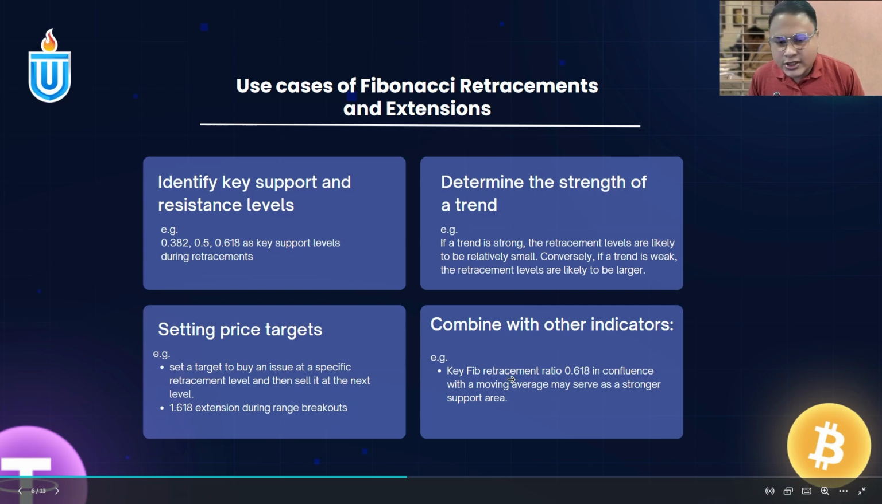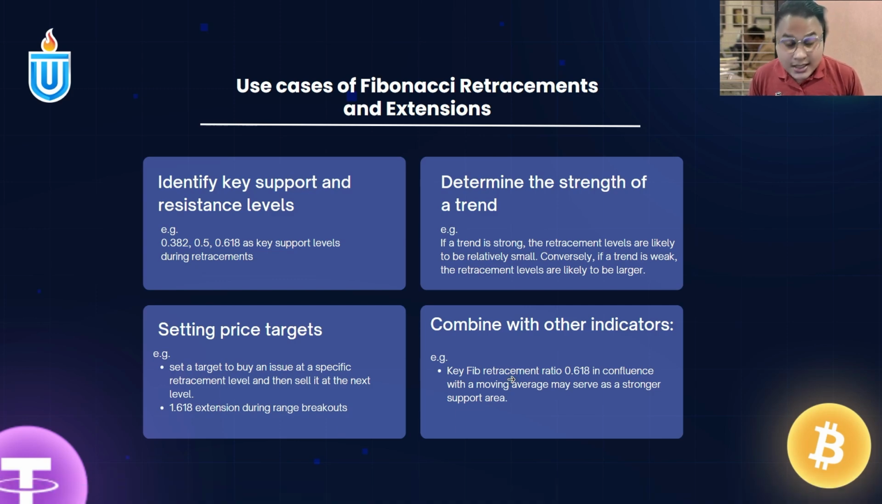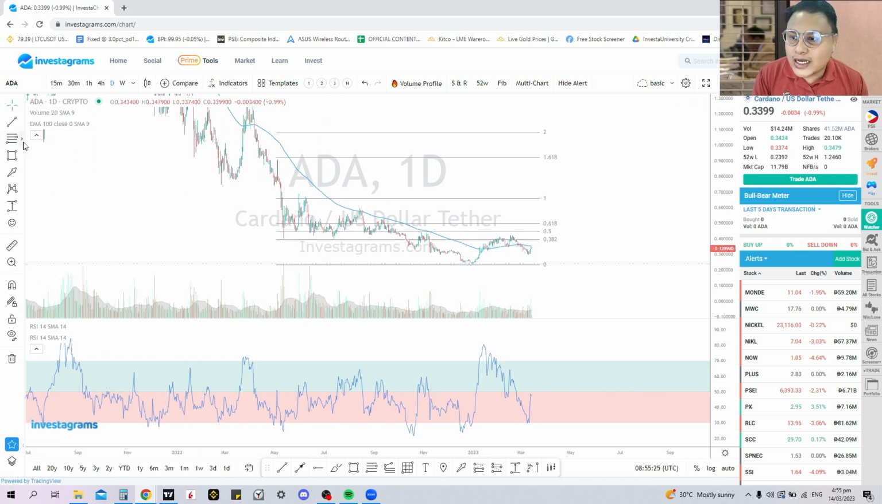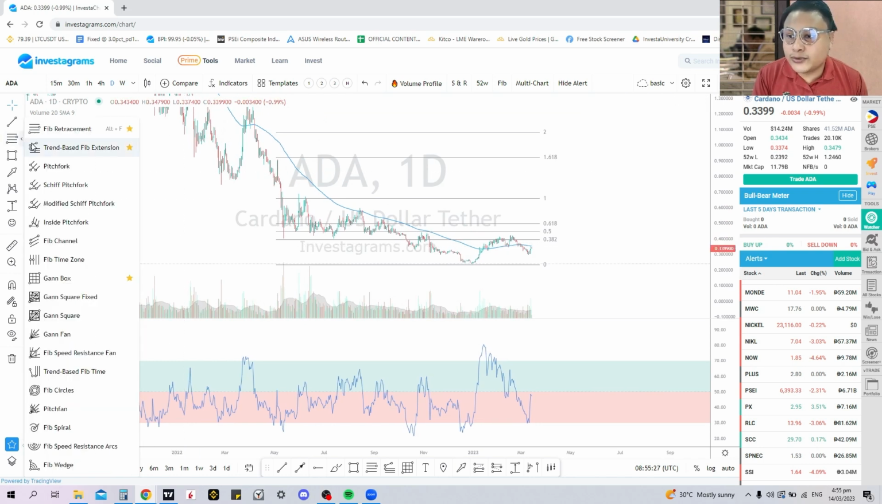And lastly, pwede mong gamitin yung fib retracements and extensions in conjunction with other indicators. So, usually, pwedeng gamitin mo yan in confluence with a moving average para mas significant na support level. For example, dito sa charting tool ni Investa, no? So, saan natin mahanap yung Fibonacci retracement na tool? So, mahanap natin yan dito sa Fibonacci tools, dito sa charting tools natin na area, no?